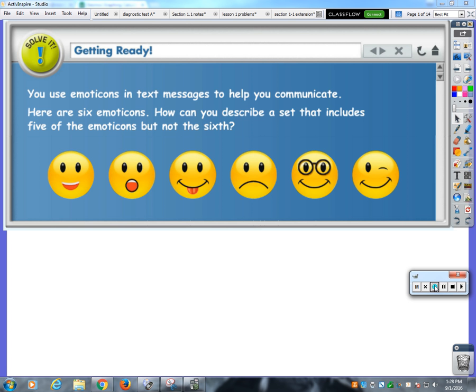Cameron? 5 of them don't have glasses. Okay, 5 of them don't have glasses. 1 of them does. Kyle, did he steal yours? Yeah. Do you have another one? Not really. Okay, 5 of them have both eyes open and 1 of them has at least 1 eye closed. Okay, good. Do you have a different one? That's all we got? Okay.